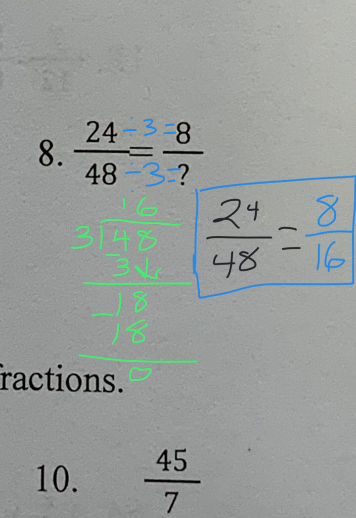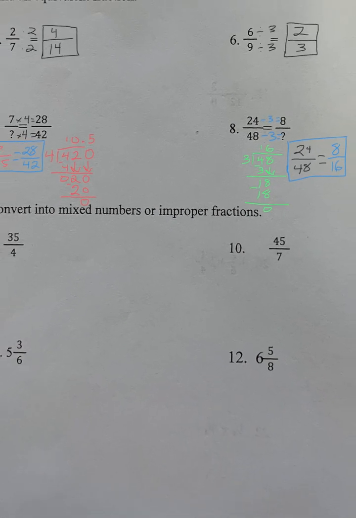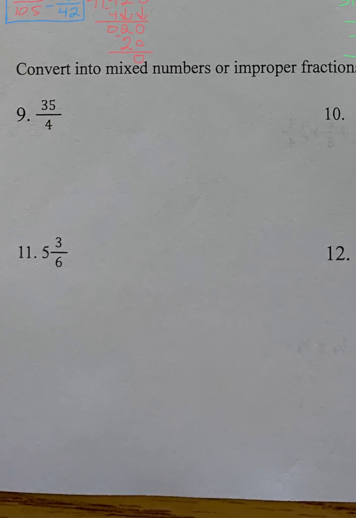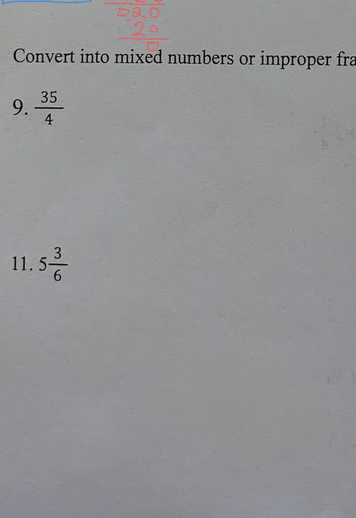All right, let's do the next one. The next set of questions is questions 9 through 12, and they read: convert into mixed numbers or improper fractions. Let's start with question 9. Question 9, I know, is an improper fraction because the numerator is larger than the denominator. I'm going to see how many times 4 goes into 35 evenly, or whole times.